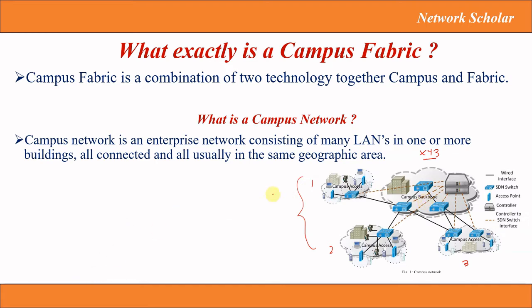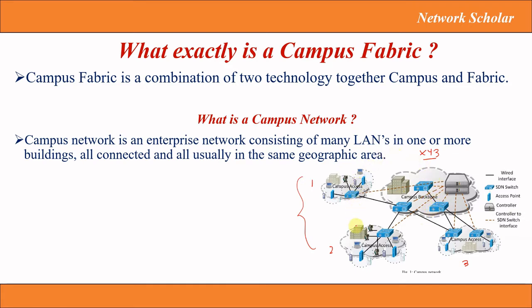Okay, so you will find this kind of traditional campus network almost everywhere. In all companies, you will see this kind of campus network. So guys, this is the campus network. Now we understand what exactly a campus network is. A campus network is nothing but a collection of many LANs associated with users who are connected to different devices, usually spread over the same geographical area and connected to their campus backbone.